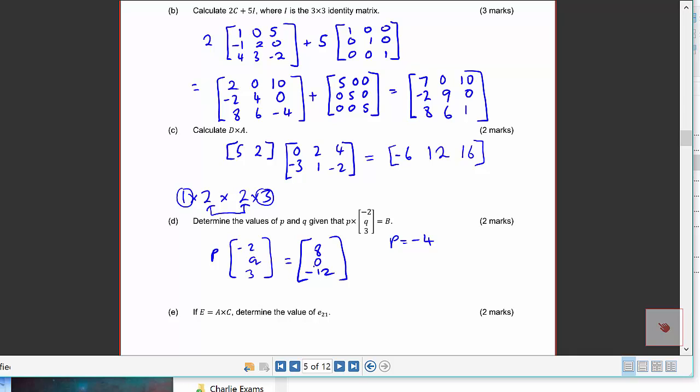And PQ, P times Q, is equal to 0. Well, the only way that that works is if Q is equal to 0.